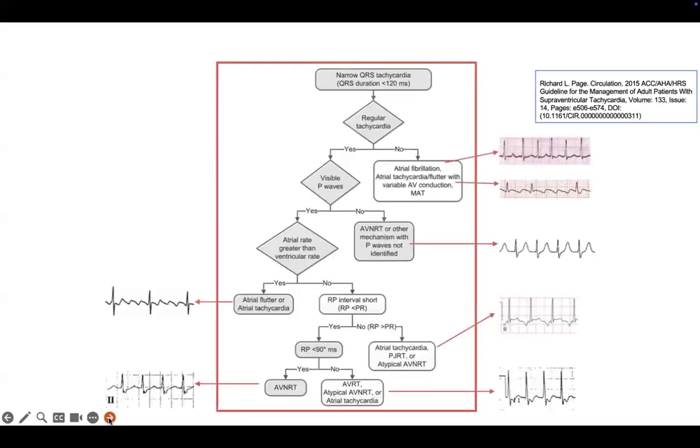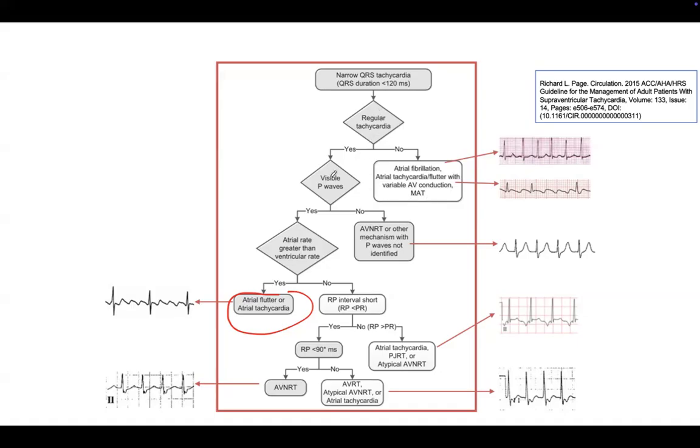To summarize, narrow complex tachycardias could be regular. If it's regular, you study the P waves, and if there are more P waves than QRSs, then it's either atrial flutter or atrial tachycardia, not fibrillation because it's regular. If the tachycardia is not regular, then you think of atrial fibrillation, atrial tachycardia, flutter with variable AV conduction, multifocal atrial tachycardia, and so forth.